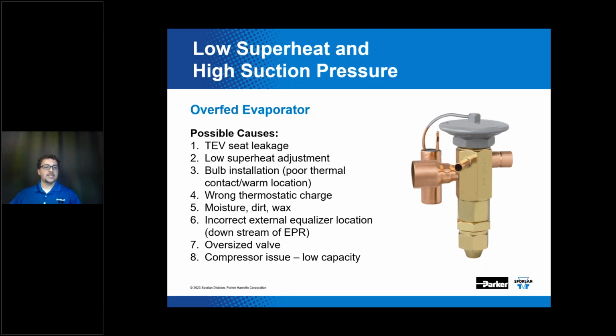But here are the possible causes of low superheat: TEV seat leakage, low superheat adjustment, bulb installation, which is poor thermal contact on the bulb, having the wrong thermostatic charge, another contamination issue in the form of moisture, dirt, or wax, and having an incorrect external equalizer location. The example that we've used is installing that external equalizer downstream of an EPR, which is not correct. You could also have an oversized TEV or an issue with the compressor where it's getting low capacity.